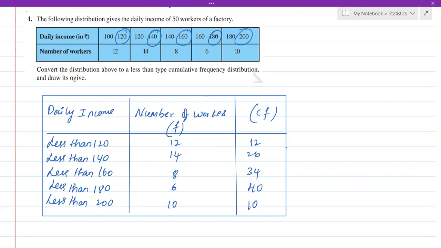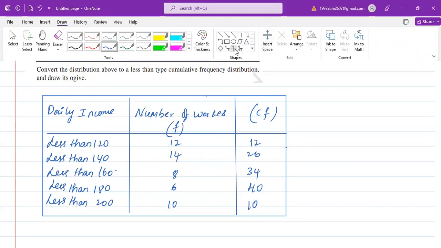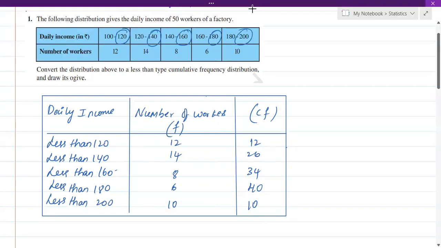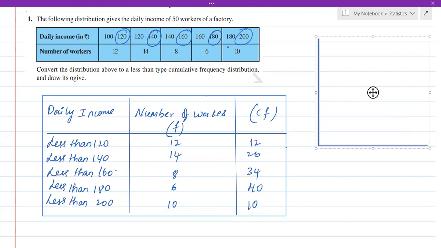Now we have converted into less than type. We have to plot a graph of CF versus the upper limit. If you observe the upper limits, the difference between each is 20. So in the scale, let me show a rough diagram. Let's take the x-axis and y-axis.